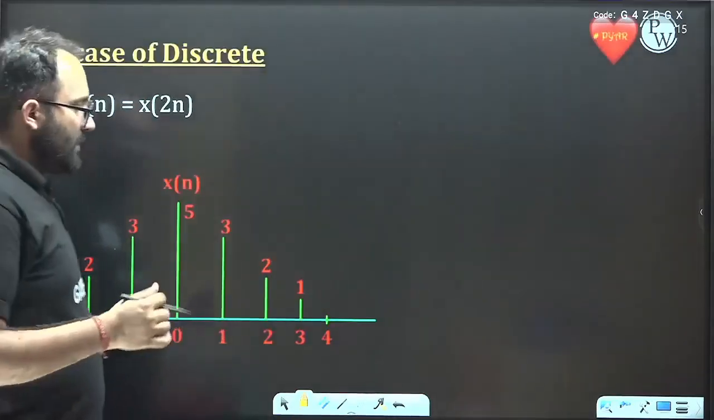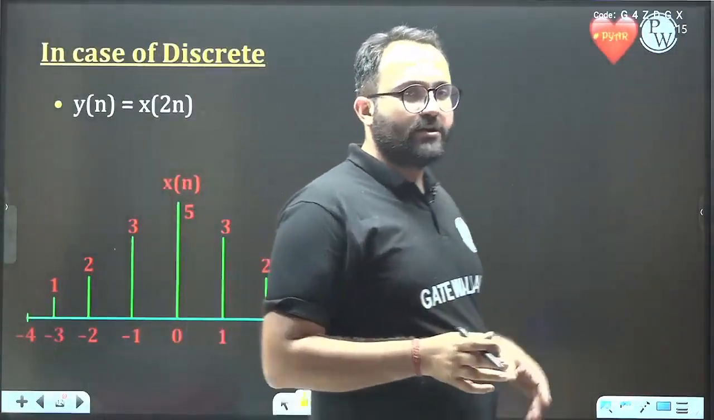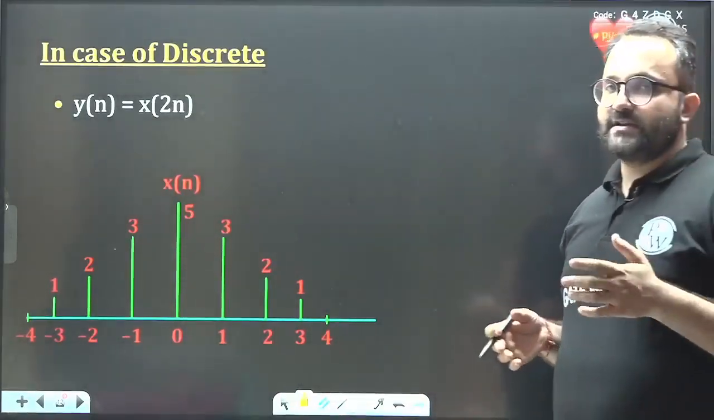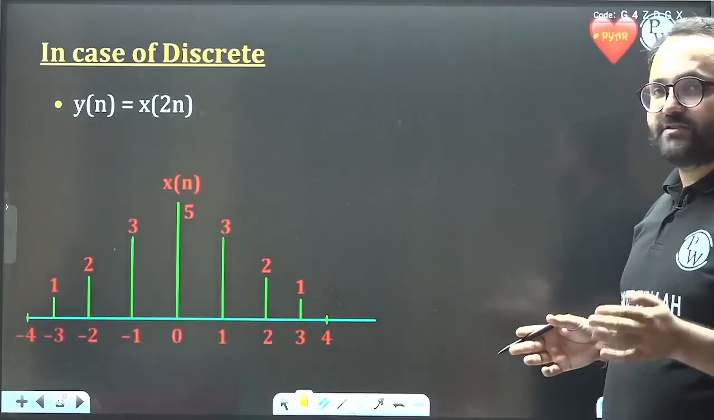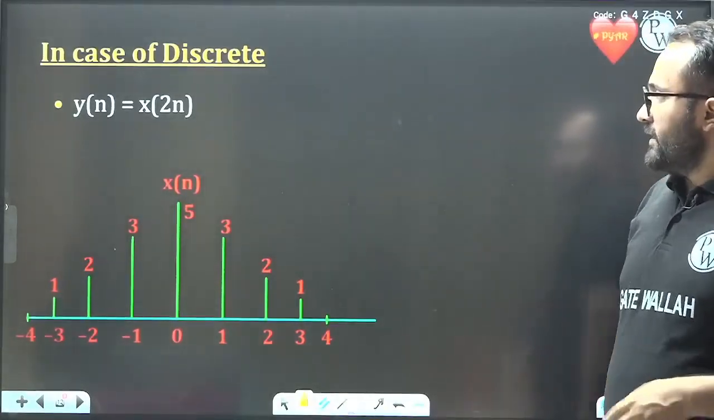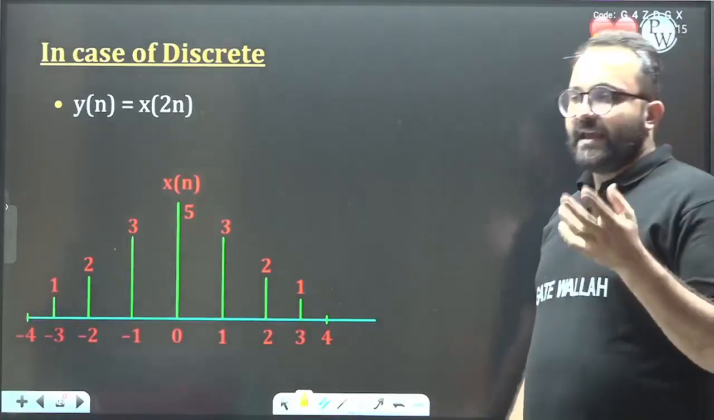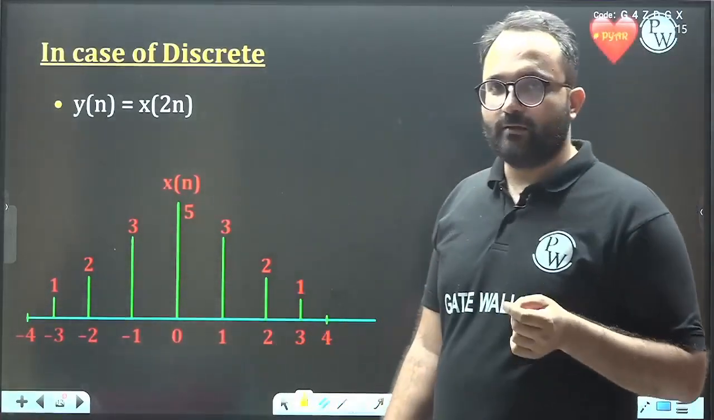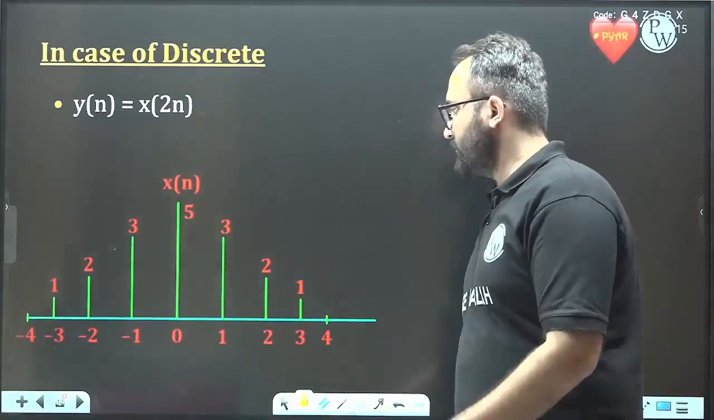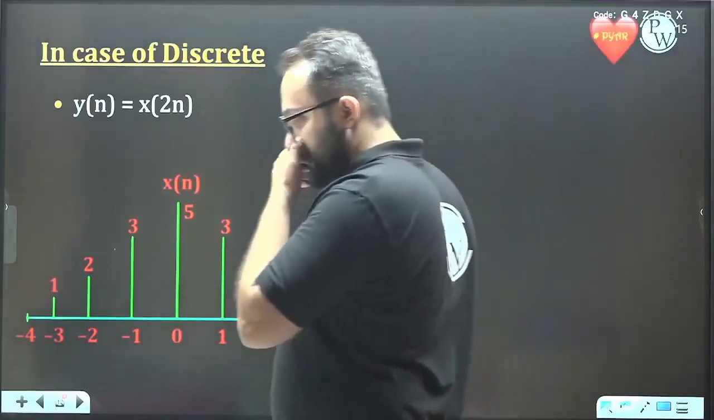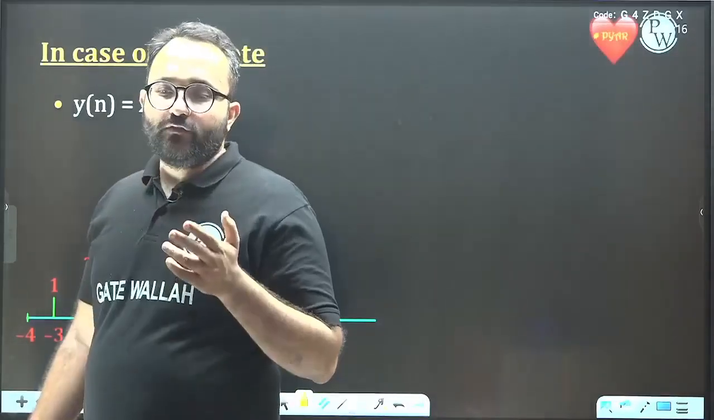Great. But there is something different in case of discrete. Discrete and continuous shifting are almost the same process, but in case of discrete, scaling is a little different from the continuous domain. So how is it different? Let's see one example. Let me explain the scaling operation in case of discrete.